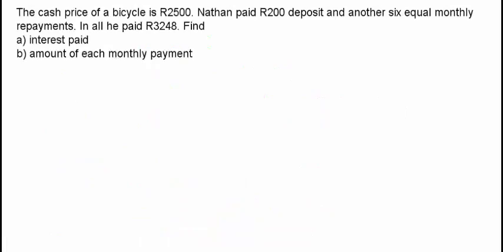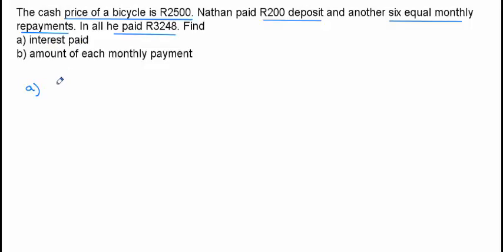Here's a problem for us to try out. The cash price of a bicycle is 2,500 Rand. Nathan paid 200 Rand deposit and another 6 equal monthly repayments. In all, he paid 3,248 Rand. We need to find the interest paid and the amount of each monthly repayment. There were 6 of them. I guess part A is easy.